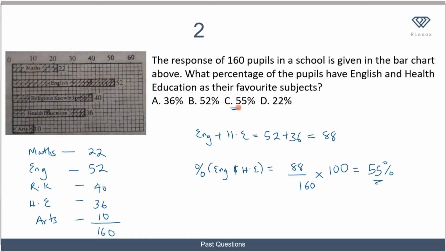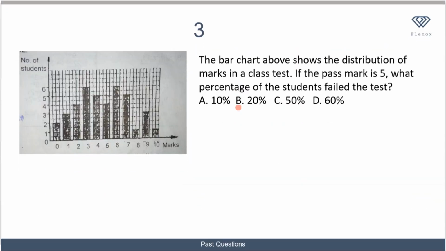So on to the next question. Here we are told that the bar chart above shows the distribution of marks in a class test. If the pass mark is 5, what percentage of the students failed the test? This is very similar to the first question we solved, but in this case, the information has been represented in a bar chart instead of a frequency table.